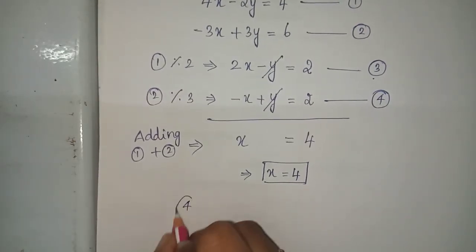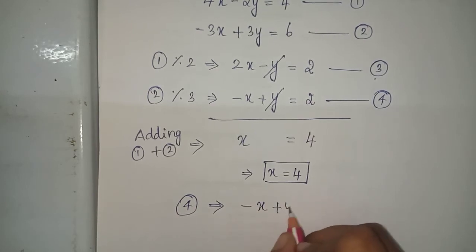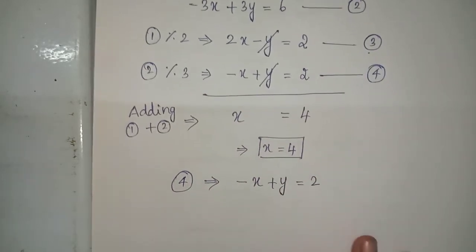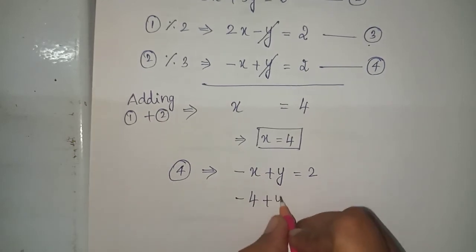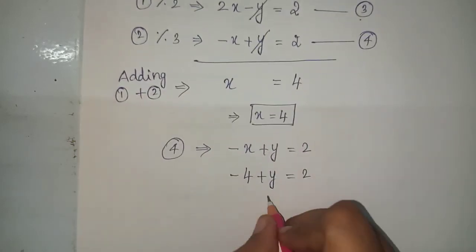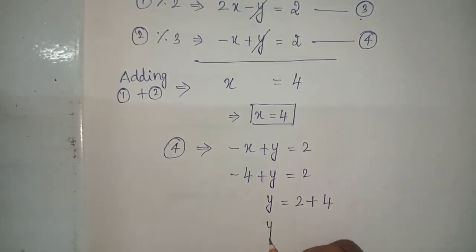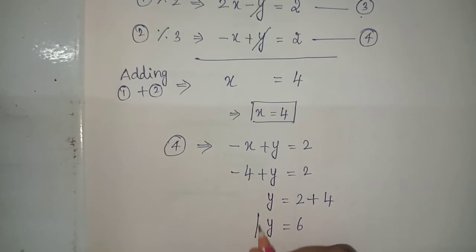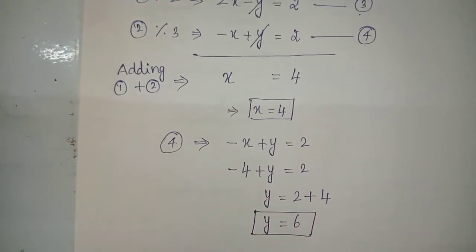Now I am taking equation number 4. Equation 4 implies minus x plus y is equal to 2. So x value is 4. Minus 4 plus y is equal to 2. y is equal to 2 plus 4. So the value of y is equal to 6. Now you find the value of x and y. So the value of x is equal to 4 and y is equal to 6.